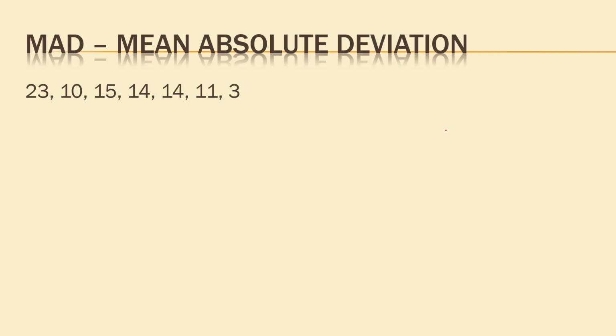All right, now let's take the same set of data and figure out the MAD, or the mean absolute deviation. There are a few processes and there are different ways this looks, and I will give you a guided set of notes instructions that go along with mean absolute deviation. But I generally recommend that students first calculate the mean. So 23 plus 10 plus 15 plus 14 plus 14 plus 11 plus 3. And all of that adds up to 90 divided by 1, 2, 3, 4, 5, 6, 7 terms.